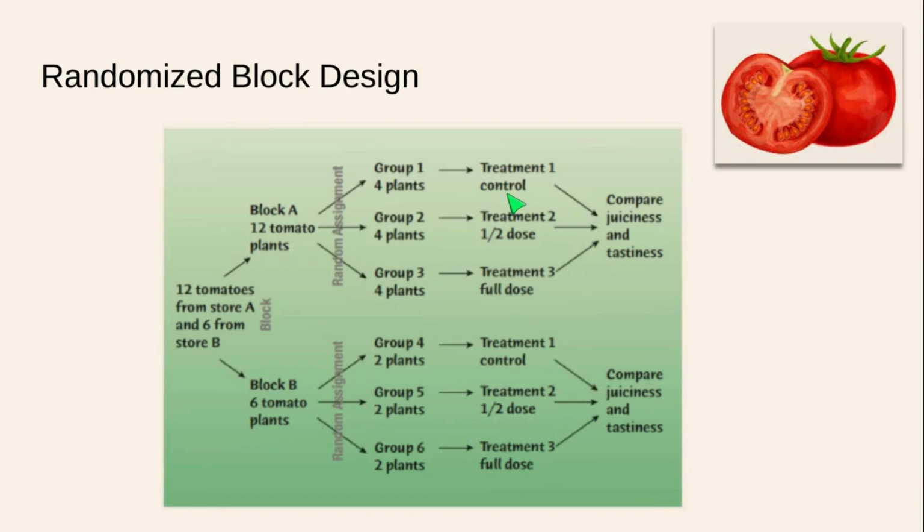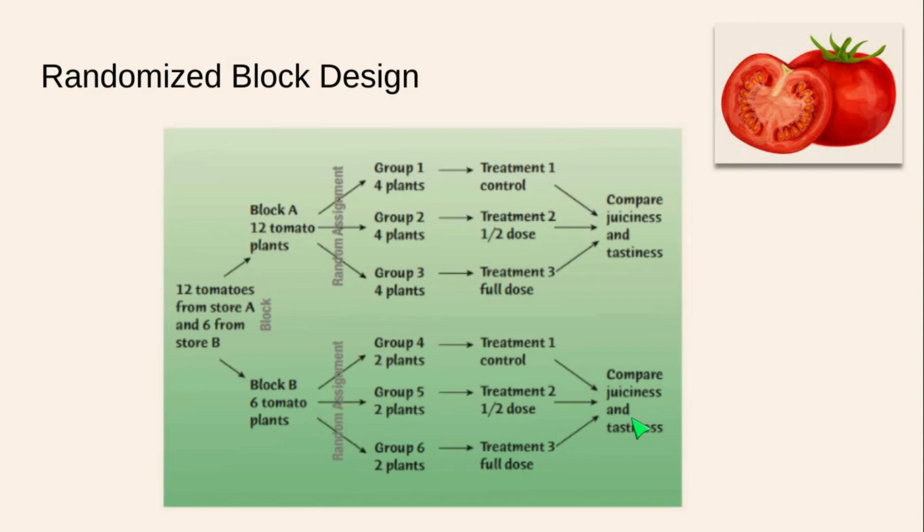We have a control treatment for these 4 plants here, a half-dose treatment for these plants right here, and a full-dose treatment for these plants right here. And then we would compare desirable qualities. Then we go to block B, which has 6 tomato plants. We have 2 in the control group, 2 in the half-dose treatment, and 2 in the full-dose treatment, and we compare them amongst each other as well.